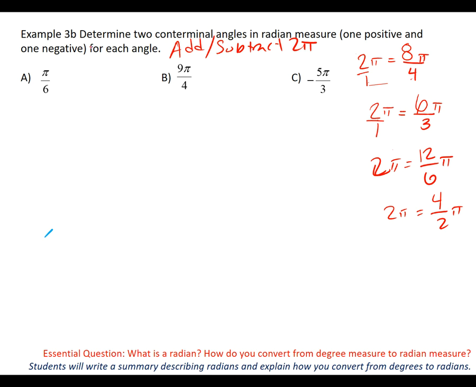Okay? So we're going to try to find a positive and a negative coterminal angle here. So I'm going to start by just adding 2 pi and see what happens. When I'm in over 6 world, I'm going to add 2 pi. I'm going to show the adding 2 pi here, but then I'll write my equivalent fraction. 2 pi in over 6 world is the same as what number? What do we calculate over here?